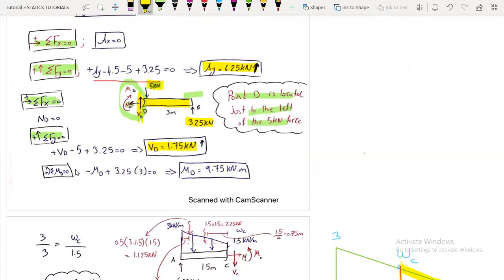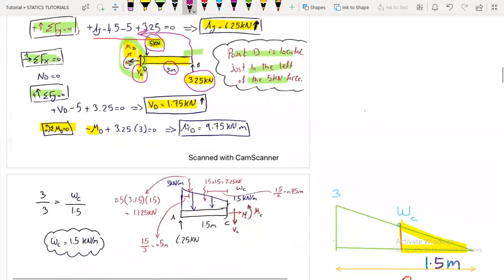So taking the summation of moments about point D, we have minus M_D because it is acting clockwise. And we have also this force, 3.25 kilonewtons, acting counterclockwise, so it's positive, multiplied by the distance, which is 3. The force 5 kilonewtons and the shear will not be included. So the moment will be just 9.75 kilonewton meters, and it's positive, so it's acting clockwise.